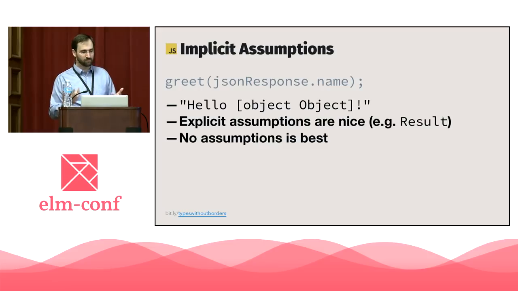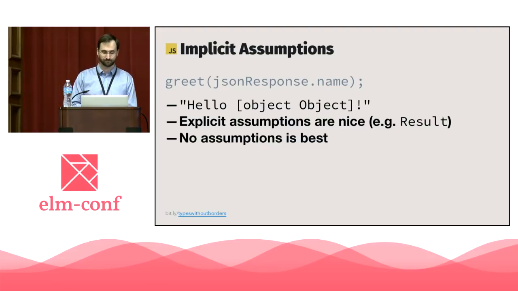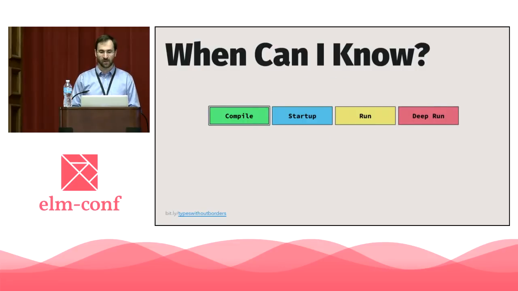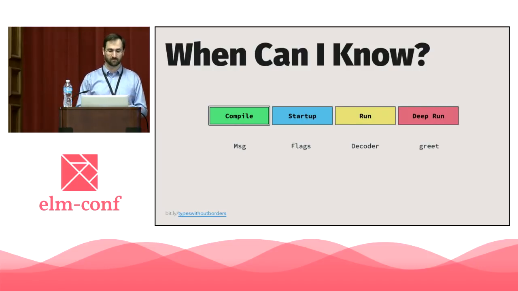But wouldn't it be much nicer if we had no assumptions at all, like we do with our JSON decoders? So when can I know things in an application? Well, you can know things at compile time. You can know things at startup or build time, at runtime, or upon deeply running your application.